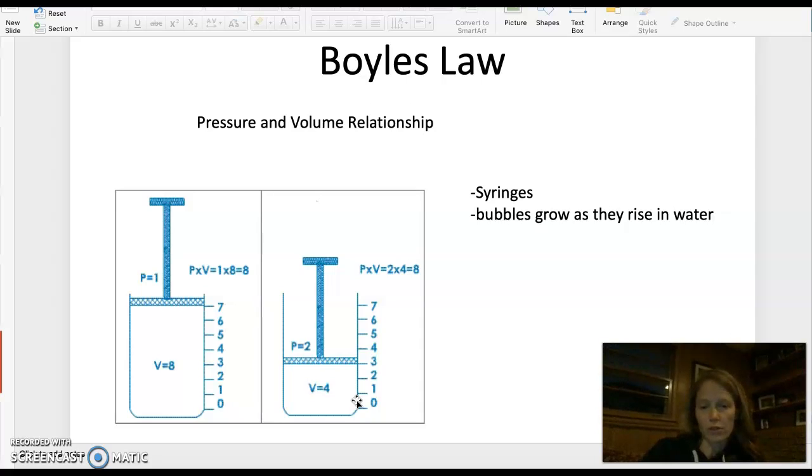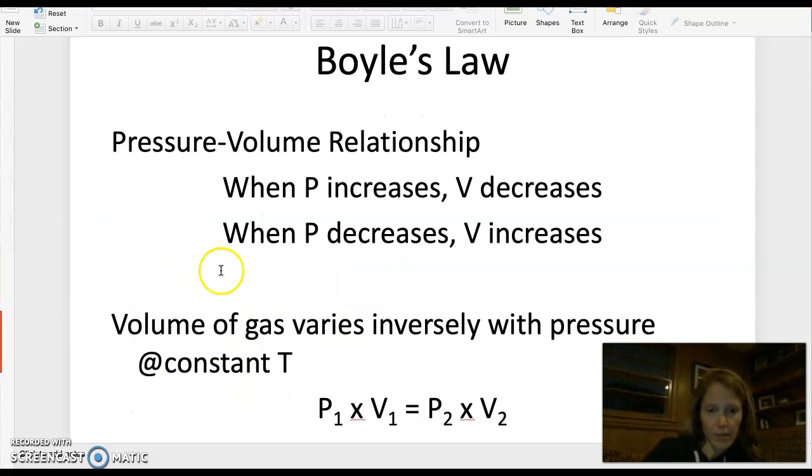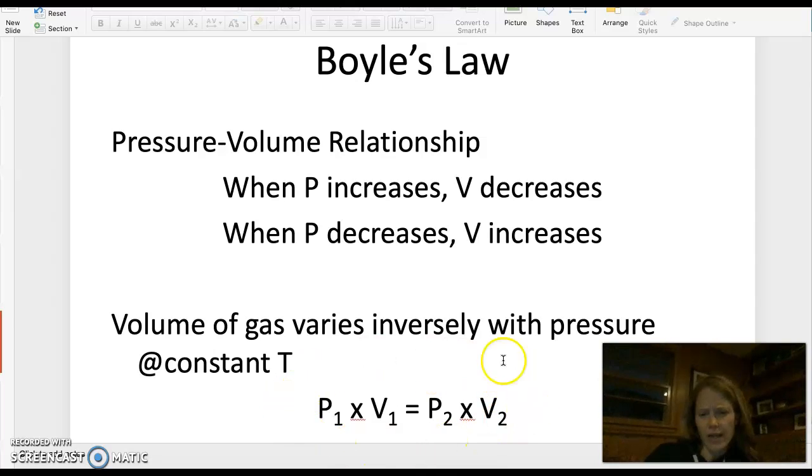And so this pressure-volume relationship is an inverse relationship. So as the volume decreases, the pressure is going to increase, or vice versa. And you'll see it mathematically here. So when the pressure increases, the volume decreases. When the pressure decreases, the volume increases. This is an inverse relationship. And this is what the gas law would look like. But again, we're not going to worry too much about the math of it right now.